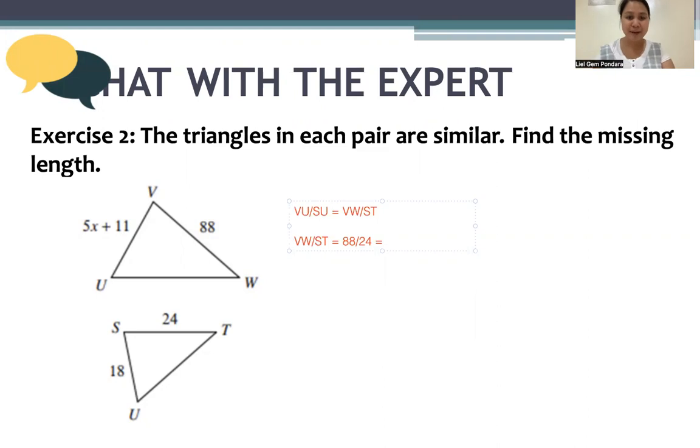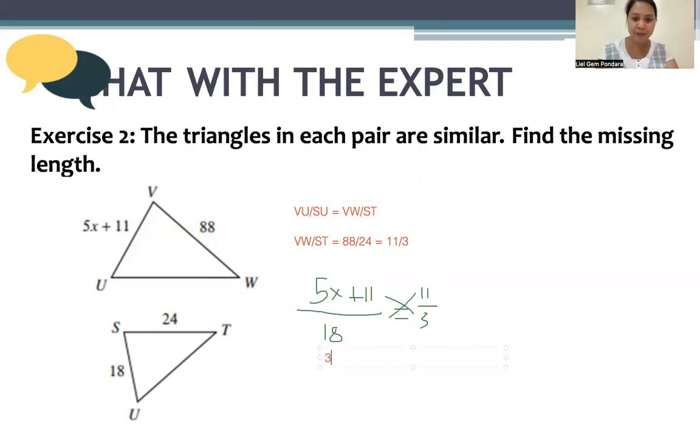We divide both sides by 8, so we have 11/3. Now, we write the other one. We have VU. VU is 5x plus 11 over SU that's 18 is equal to our scale factor 11/3.